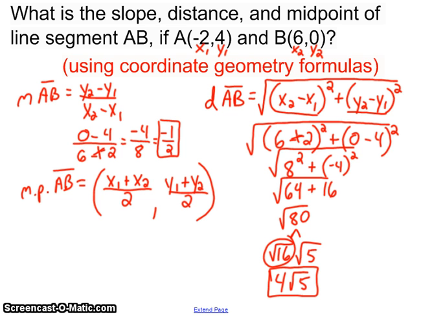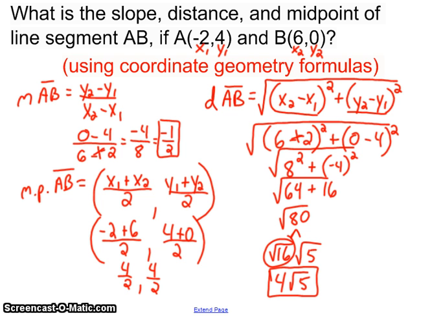Okay, it's the only formula where you're actually adding the coordinates together. Just keep that in mind for answering any question. Your x1 is negative 2, plus your x2 is 6, divided by 2, comma, y1 is 4, plus y2 is 0, divided by 2. So the midpoint has to be 4 over 2 and 4 over 2, which would reduce down to the coordinate point 2, comma 2.